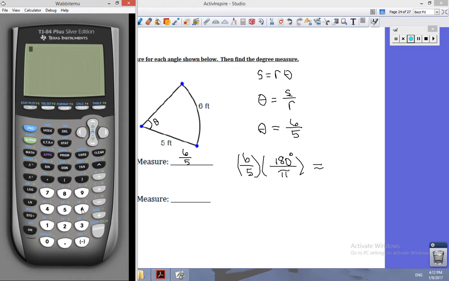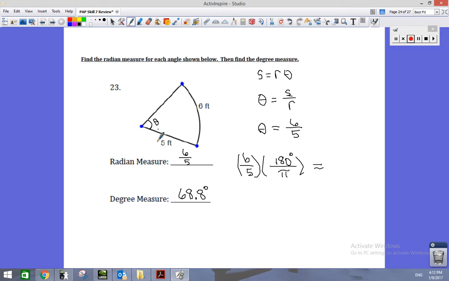The numerator is 6 times 180, and for the denominator, I'll put parentheses around 5 times pi. To 1 decimal point, I'm getting 68.8 degrees for this central angle. So in radian measure, 6/5. In degree measure, approximately 68.8 degrees.